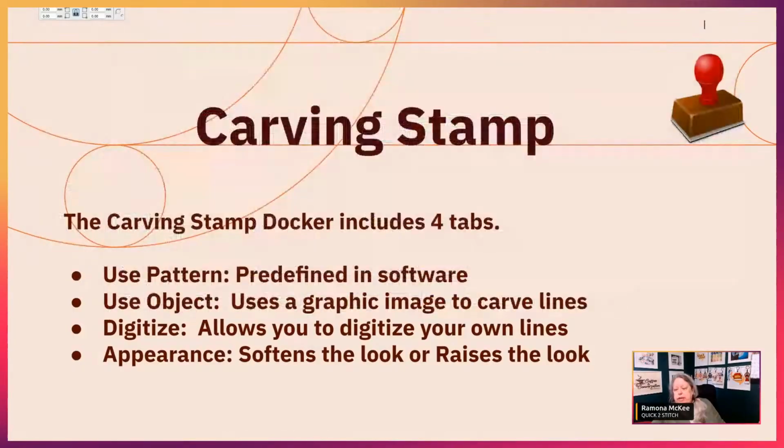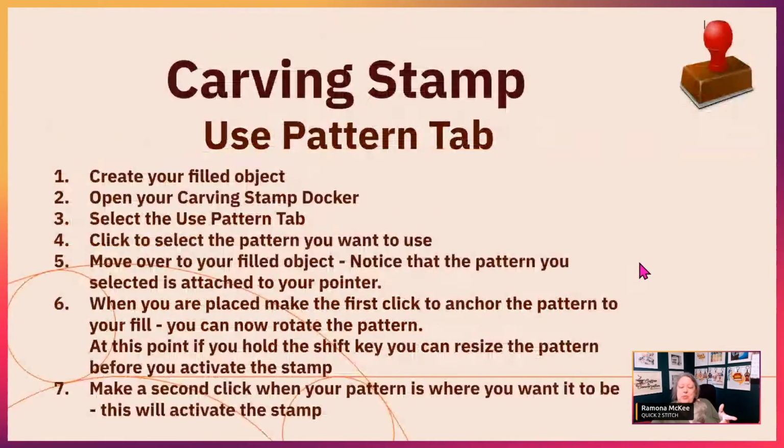Oh, I should probably go to the next page first. The first one we're going to work with is the use pattern tab. You're going to create your filled object. You're going to open your carving stamp docker. You're going to select the use pattern tab, and we're going to do all of this together. You're going to move over to your filled object. Notice that the pattern you selected is attached to your pointer.